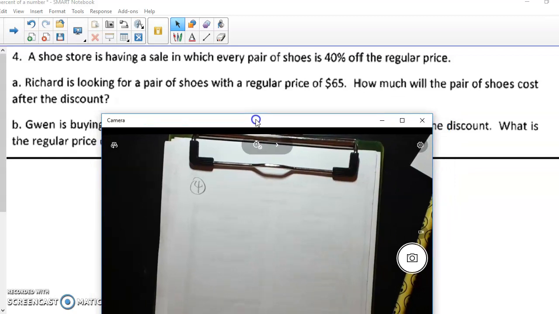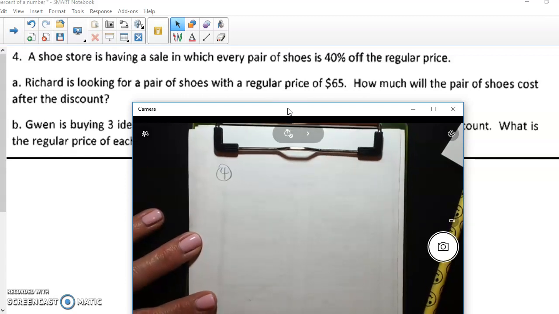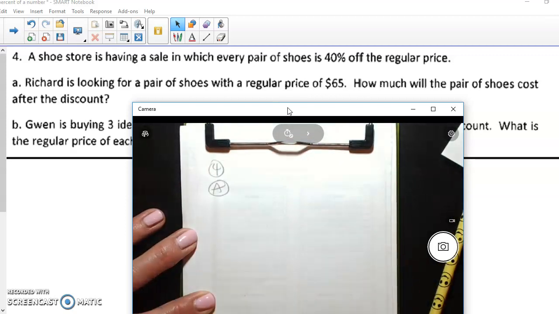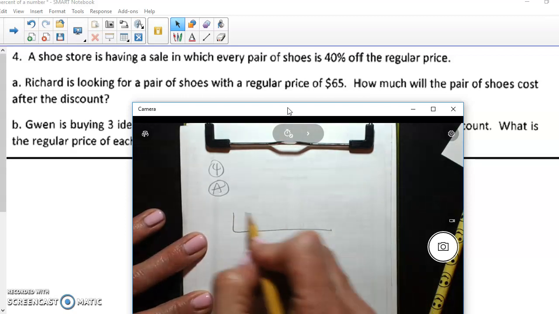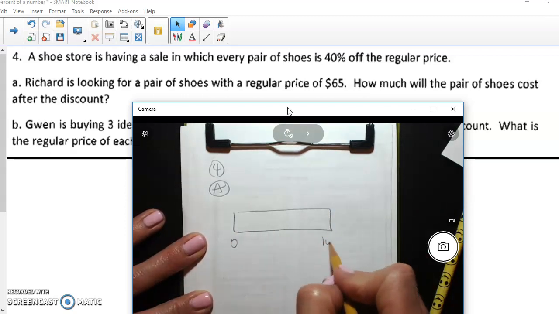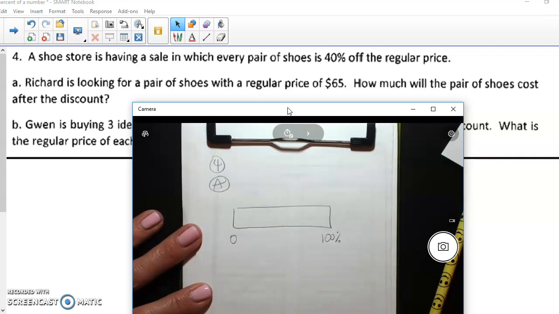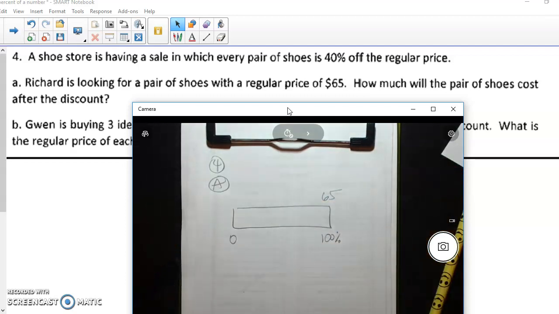Okay. A shoe store is having a sale where every pair of shoes is 40% off the regular price. Ooh, that's a pretty nice deal. Richard's looking for a pair of shoes with a regular price of $65, and this is for A. How much will the pair of shoes cost after the discount? All right, so let's draw a percent box. Let's do our 0 to 100, and we know the regular price is $65. That's the total price of the shoes. That's how much Richard would have to pay.